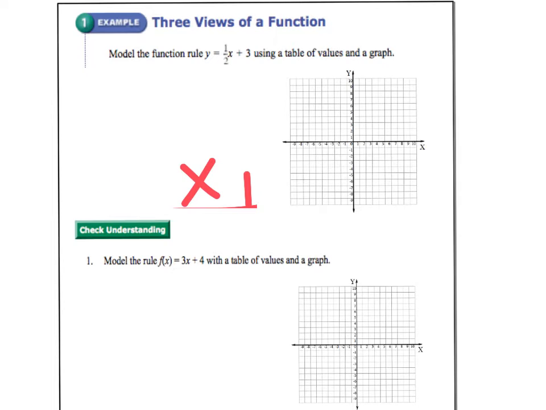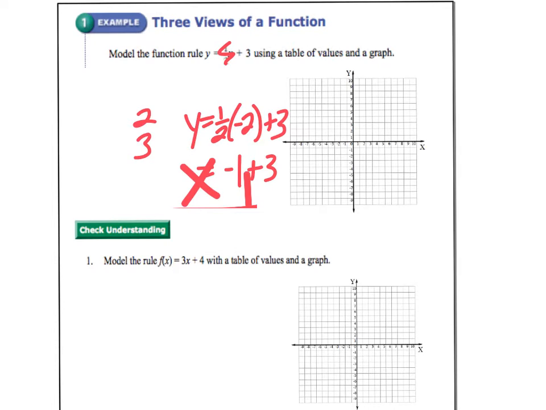So if I have y equals 1/2 of -2 plus 3, you will end up with -1 plus 3, and your output will be a 2. Substituting a 0 in, this whole thing will go away, leaving you with 3. If I substitute a 1 in for x, I'm going to get 1/2 plus 3, which is 3.5. And if I substitute a 2 in for x, well, 1/2 of 2 is 1, plus 3 is 4.